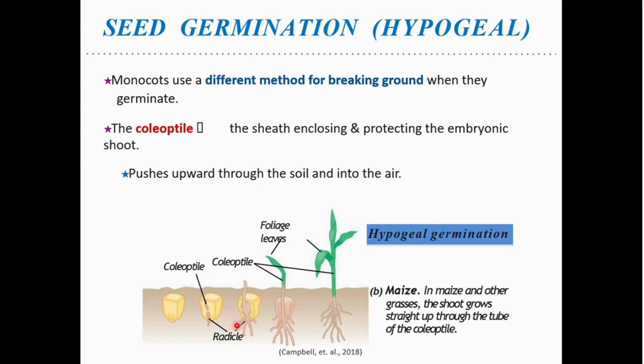So the radicle will grow into the root system, and then the coleoptile, for example here in maize and some other grasses, the shoot grows straight up through the tube of the coleoptile. So it will grow out of the soil, straight up, forming the shoot and foliage leaves.